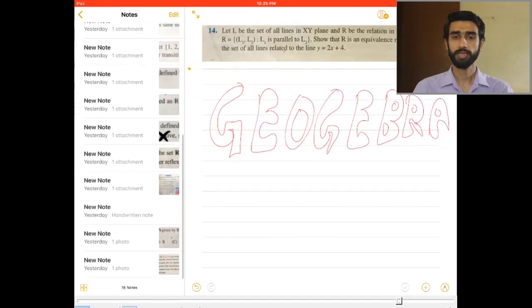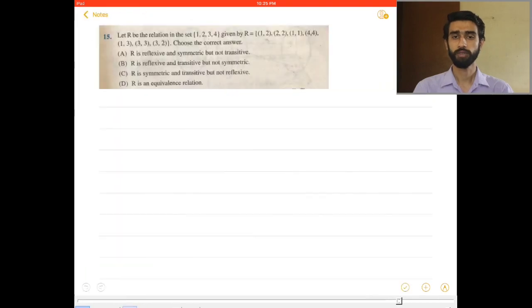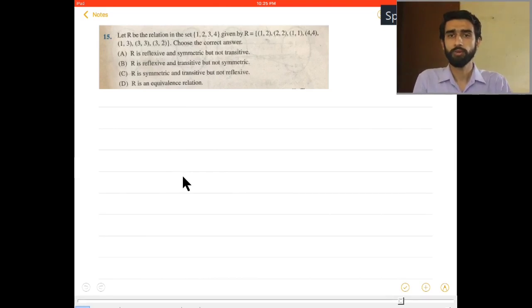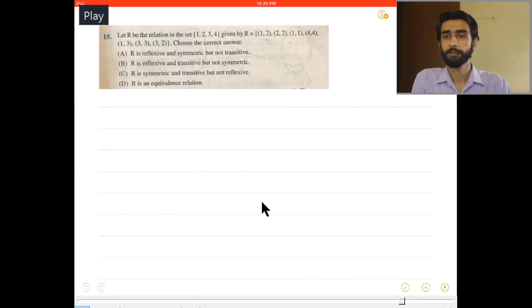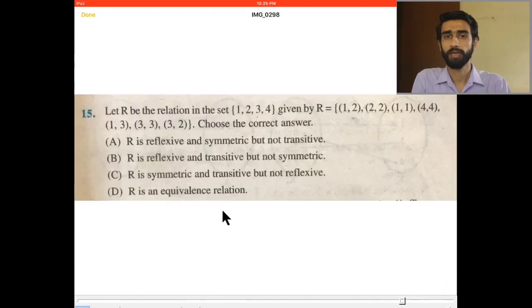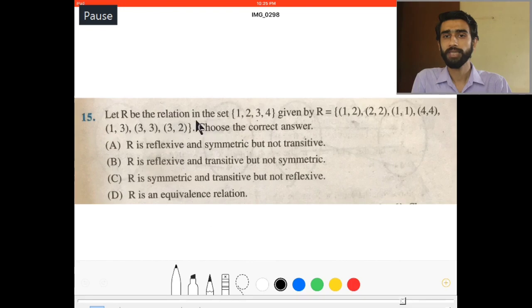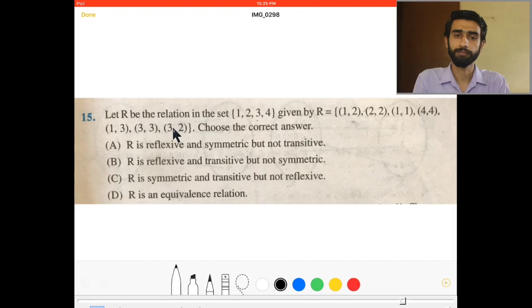Now let's do the 15th question. What is the 15th question saying? Let's see. This is an MCQ. Let me read it. Let R be the relation in the set {1, 2, 3, 4} given by R = {(1, 2), (2, 2), (1, 1), (4, 4), (1, 3), (3, 3), (3, 2)}. This is the given relation. Now choose the correct answer.